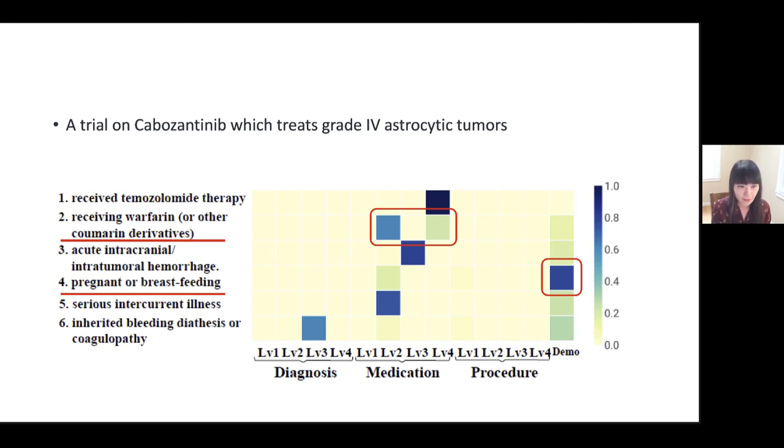For example, the fourth criterion here, pregnant or breastfeeding, is aligned to the demographic slot. And the second criterion here, receiving warfarin or other coumarin derivatives, is aligned to level 2 and level 4 of the medication slot, since warfarin corresponds to a detailed medication, while the other one corresponds to a higher level category. So this dynamic matching and alignment really helps in making the right matching.